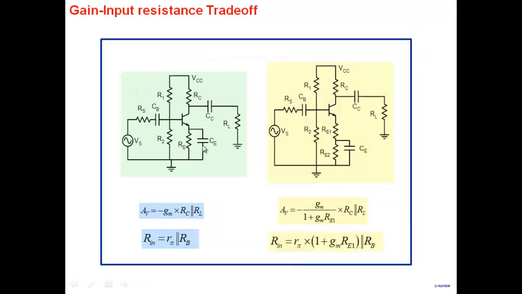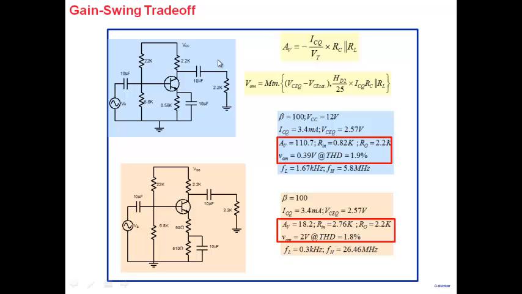This is a different way of exchanging gain and input resistance, where you leave a part of emitter resistance unbypassed. So what you do is you decrease the gain and you build up input resistance. So that's another way of causing a trade-off between the two. So the gain input resistance trade-off was important. Gain swing trade-off. Different ways in which you can do that.